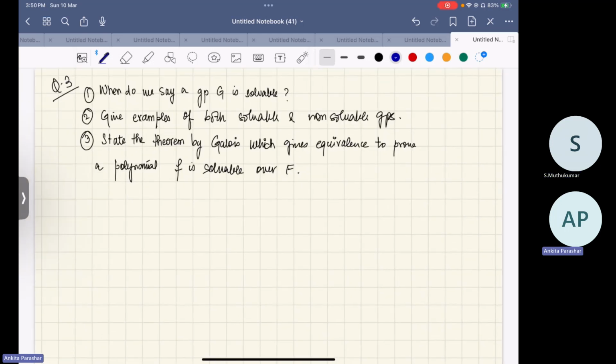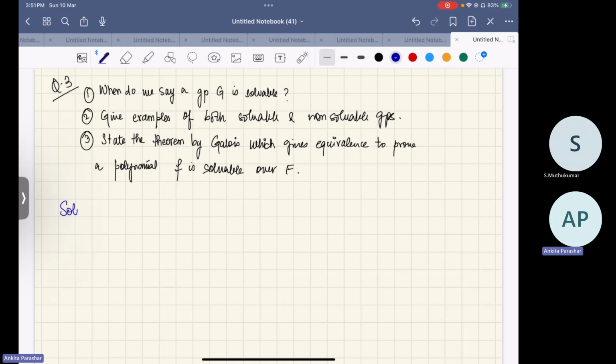So when do we say a group is solvable? A group being solvable means there must be a tower of subgroups, where each smaller one is a normal subgroup of the previous, bigger one, yes.